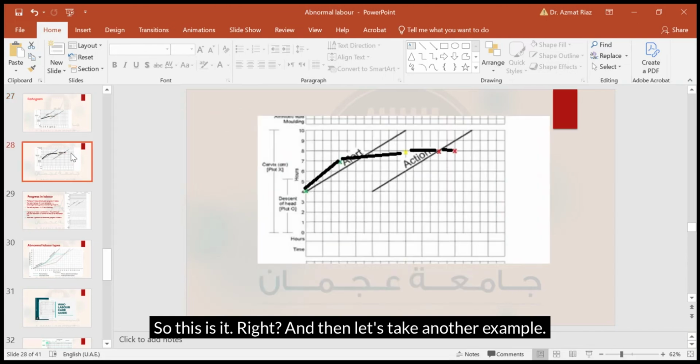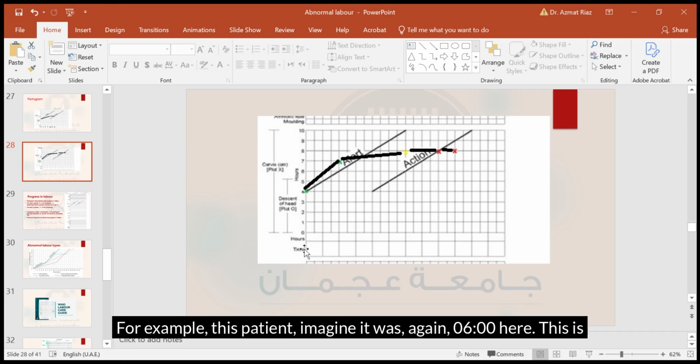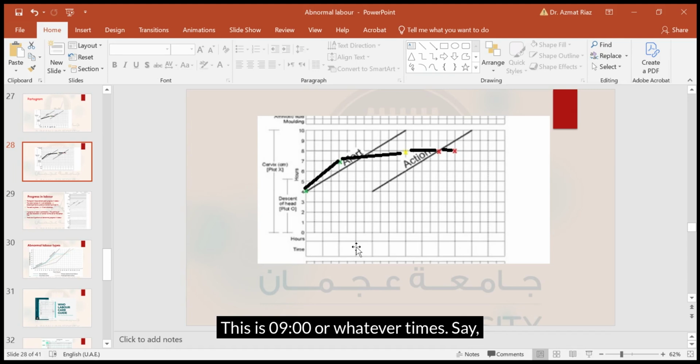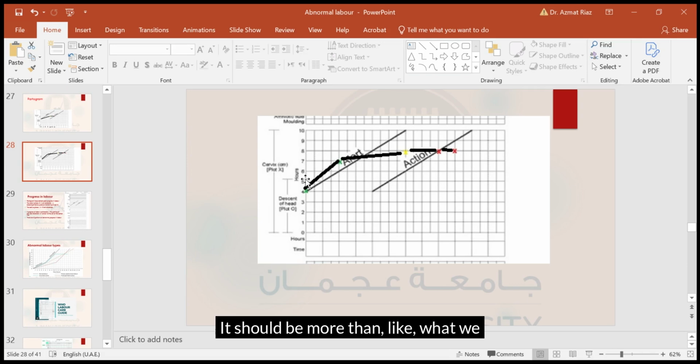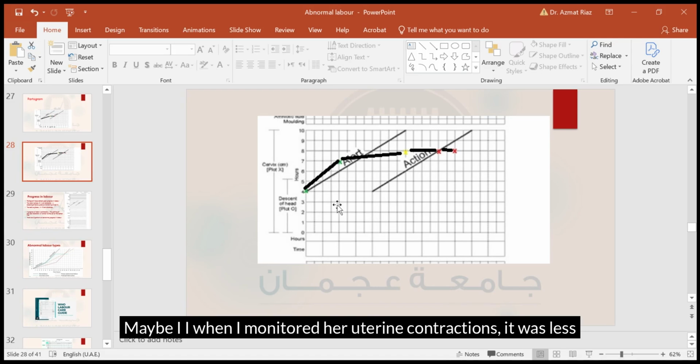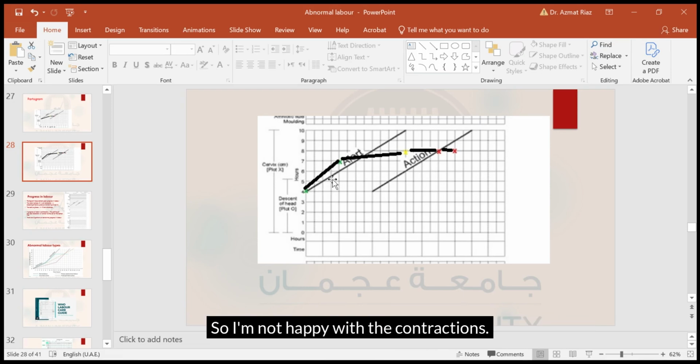And then let's take another example. For example, this patient, imagine it was again 6 o'clock here, this is 7 o'clock, this is 8 o'clock, this is 9 o'clock, or whatever time. Say, for example, 6 o'clock, she is 4 centimeters dilated. Or we can even start by 5 centimeter, right? It should be more than what we define active phase. So I had some concerns. Maybe when I monitored her uterine contractions, it was less, like 1 to 2 contractions, or even 3 mild contractions. So I'm not happy with the contractions.